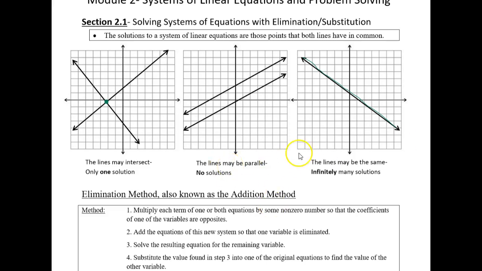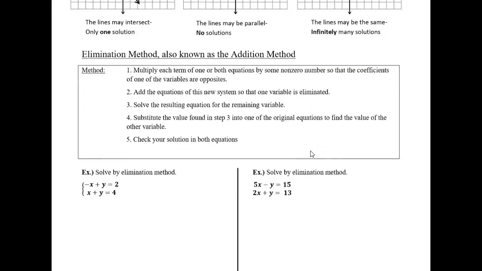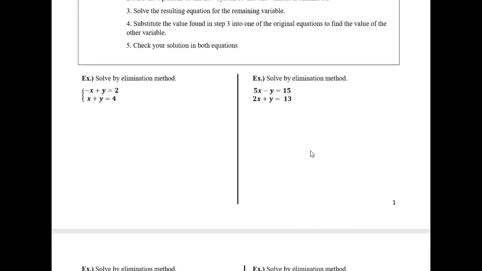So the first method that we're going to learn about is the elimination method. In the elimination method, we try to eliminate one of the variables to get the other variable alone. This method is also called the addition method in some texts, because you are adding the two equations together while eliminating one of the variables.